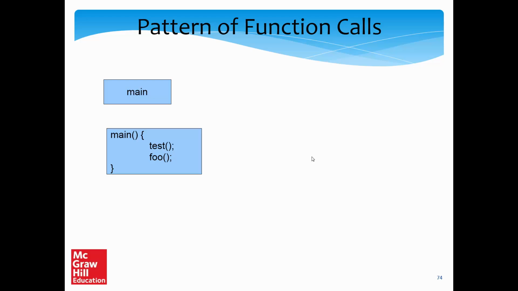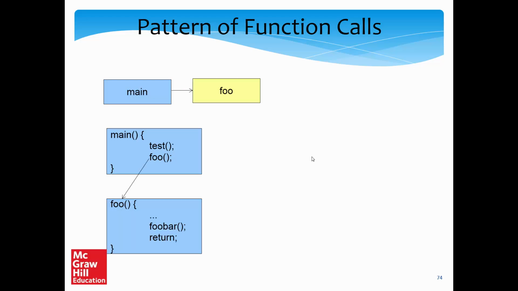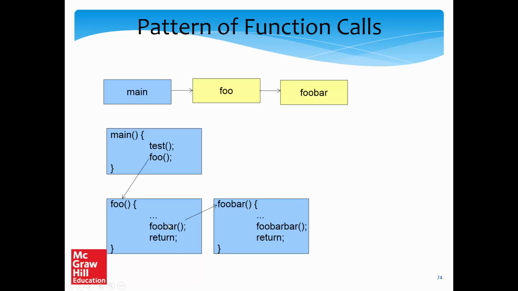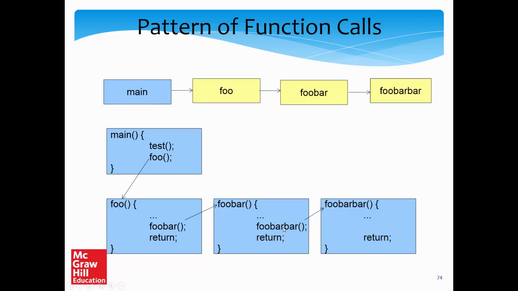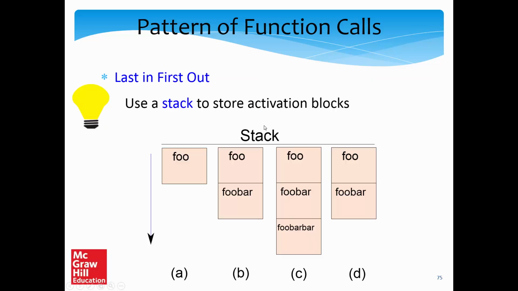Subsequently, main will call function foo, so the activation block of foo will be created. Let foo call foo bar, so the activation block of foo bar will be created. And let foo bar call foo bar bar, so the activation block of foo bar bar will be created. Similarly, when we come back, these activation blocks will be destroyed in this sequence. So this is shown in the next slide.